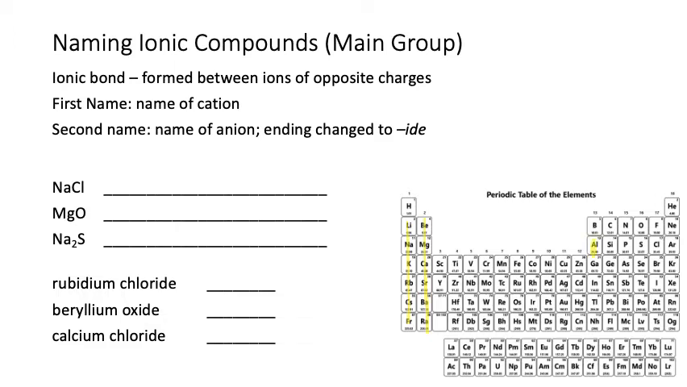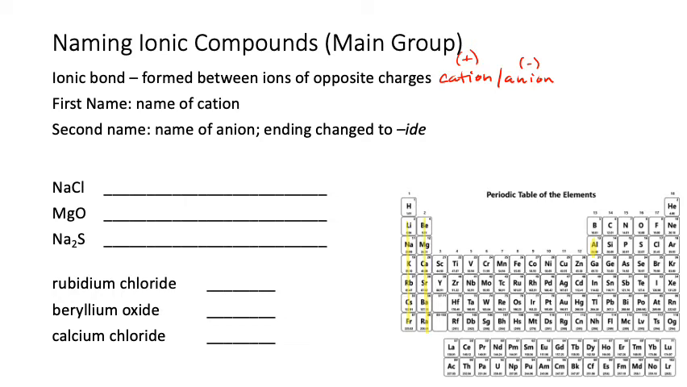With ionic compounds, remember that an ionic compound is formed between ions of opposite charges. So it's formed between a cation and an anion, something that's positively charged and something that's negatively charged. When we talk about naming, the first name is going to be the name of the cation, and the second name is going to be the name of the anion, except where we change that ending to IDE.